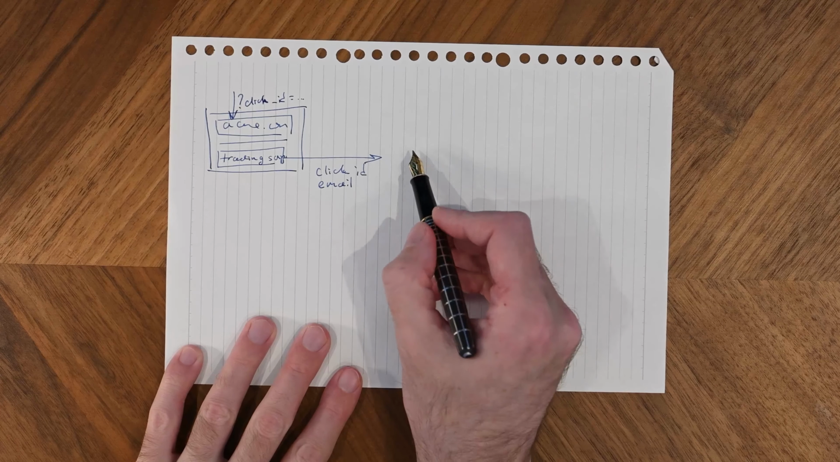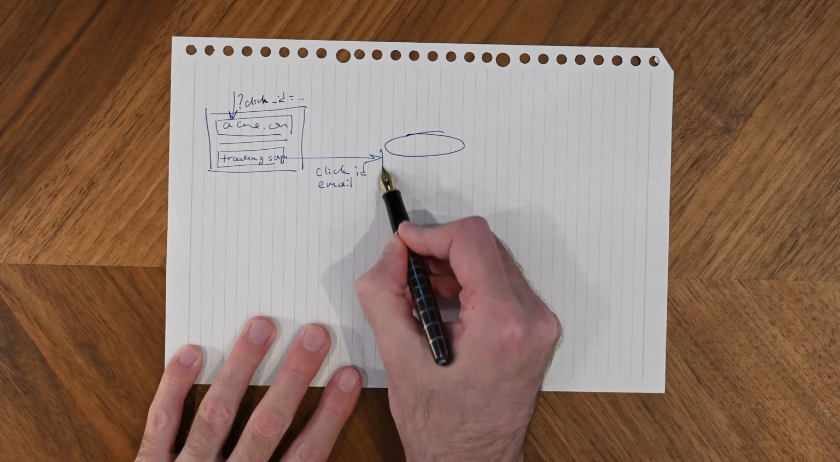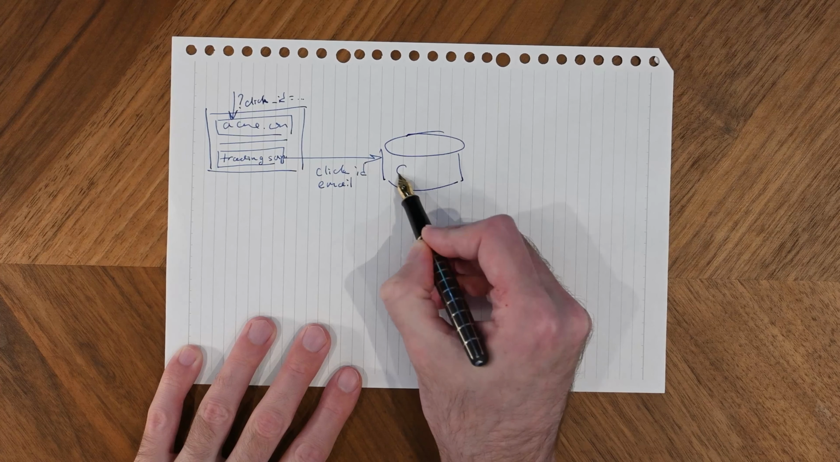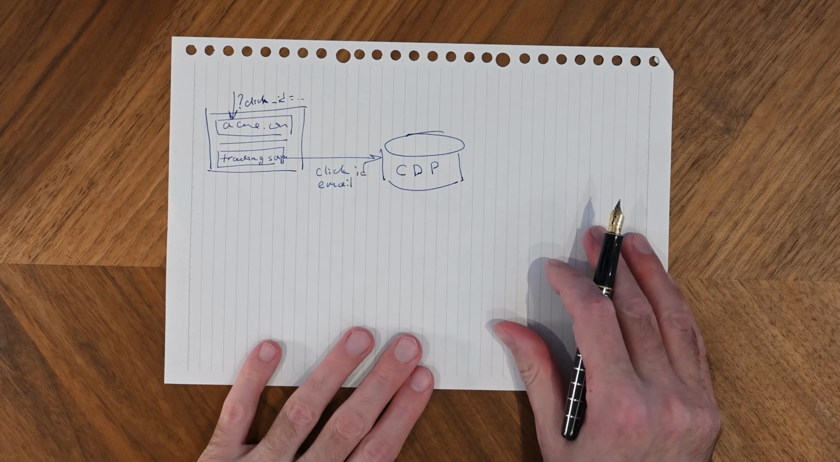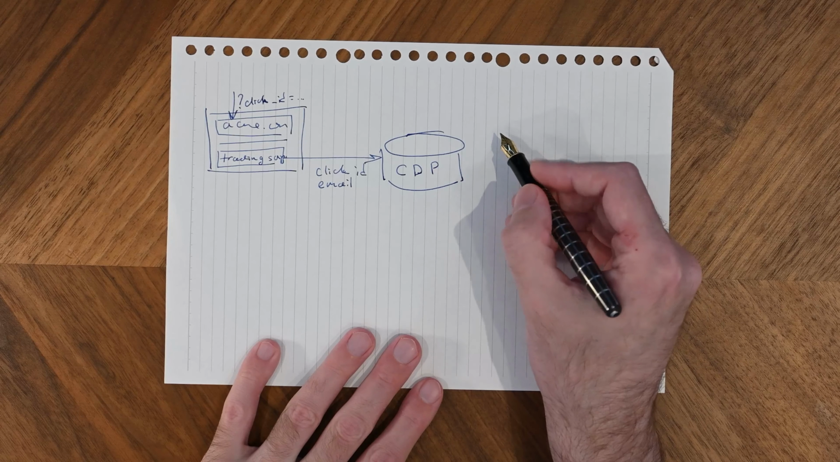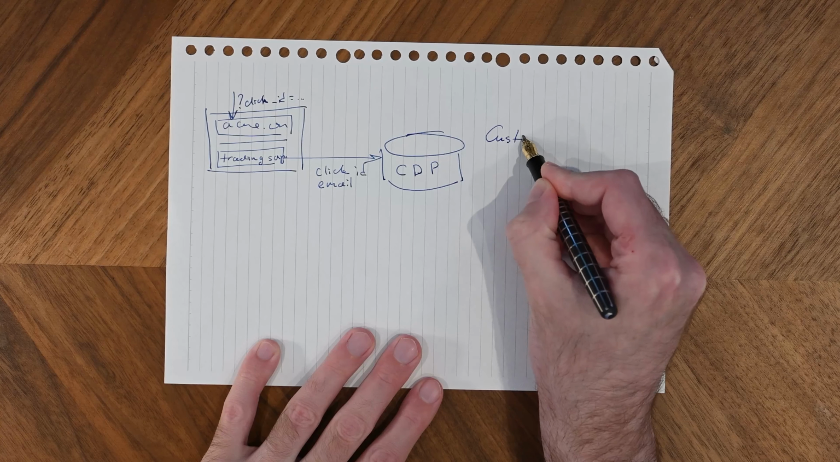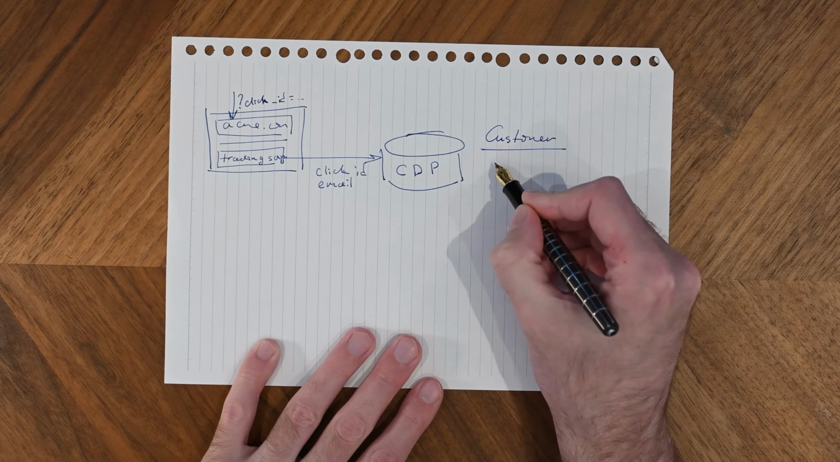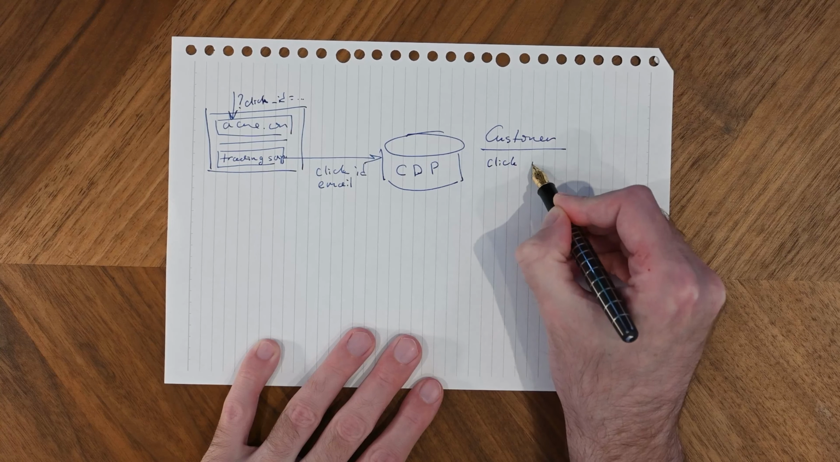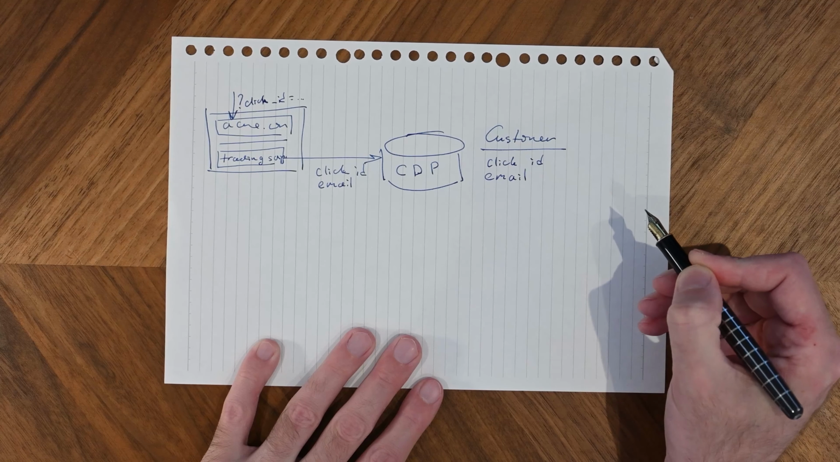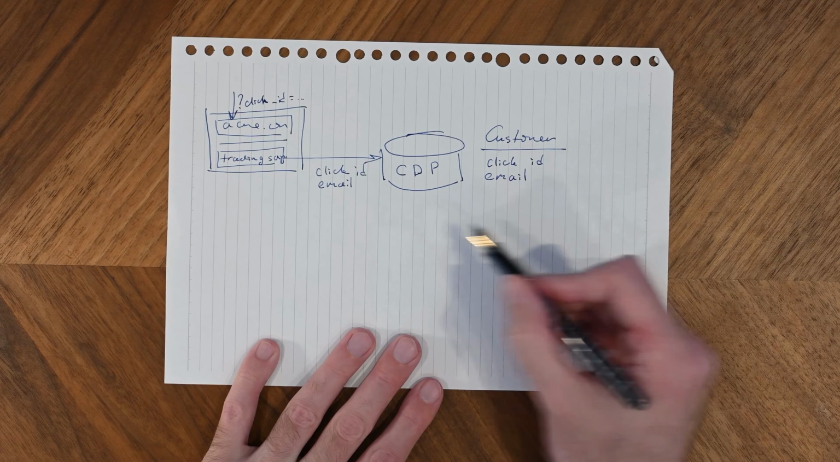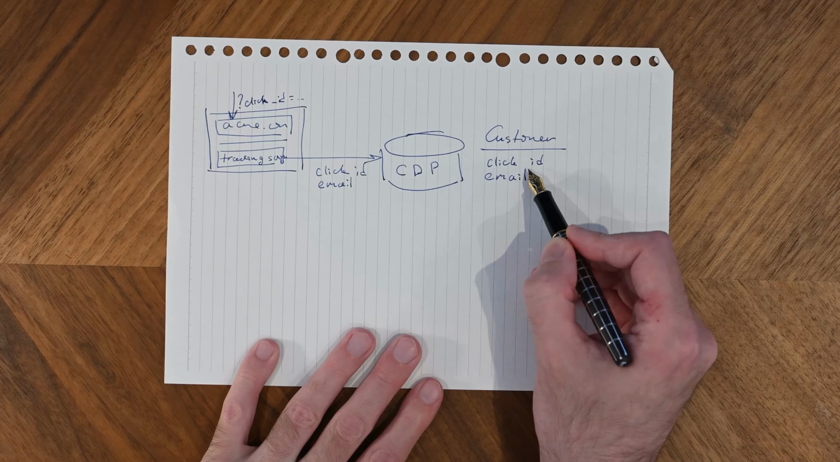So this data, this customer data, is then recorded in a database provided by the customer data platform. And it starts to build a customer profile. So in this case, it has received a click identifier that was set by an ad platform and initially passed to a website as a URL parameter.